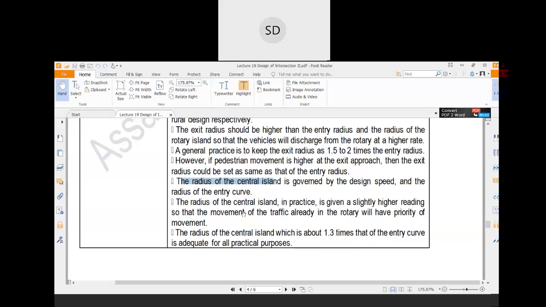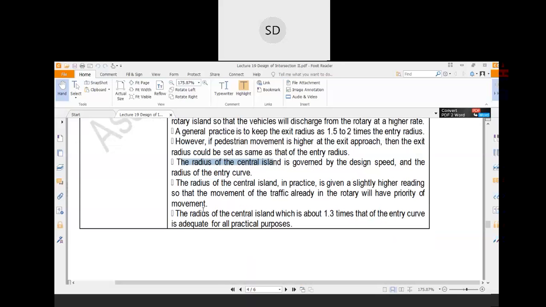Suppose some vehicles are moving in the rotary intersection. If you increase the width or radius of the central island, they will be given preference for movement, so that they can easily exit the rotary intersection compared to the other vehicles which are just entering. Now, a radius of the central island of about 1.3 times that of the entry curve is adequate for all practical purposes. So first your task is to design the entry curve.